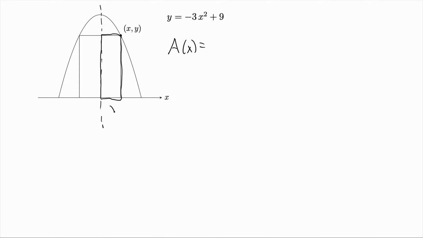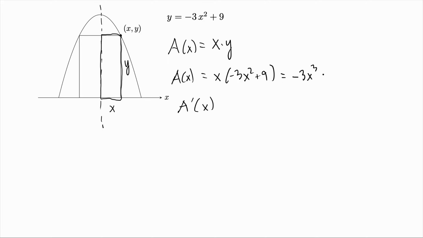Well, this length is x, of course, moving to that point, and this length up and down is y. The area is just equal to x times y. And y is just that, right? So x times negative 3x squared plus 9, and that's equal to A of x. Now, take a derivative of that, A prime of x. But before we do that, let's multiply it out. Negative 3x cubed plus 9x.